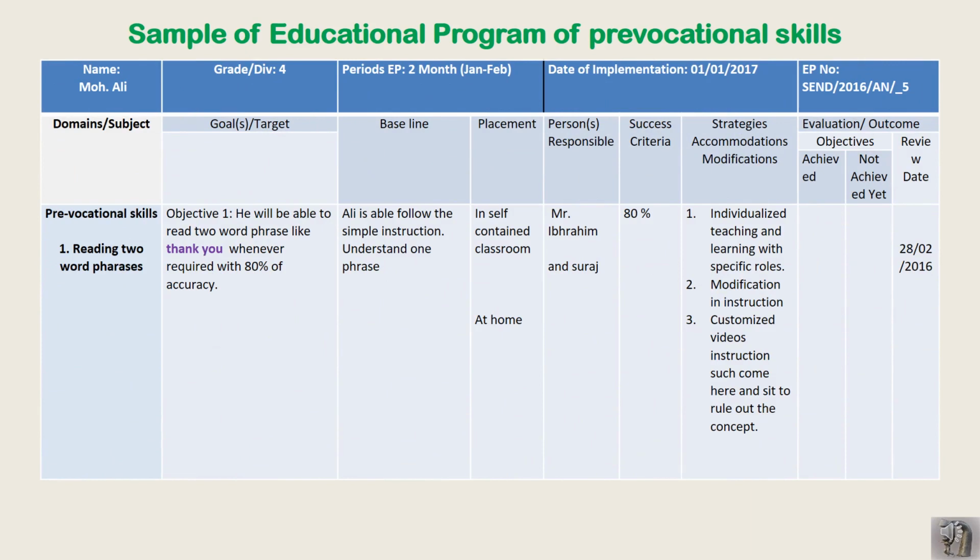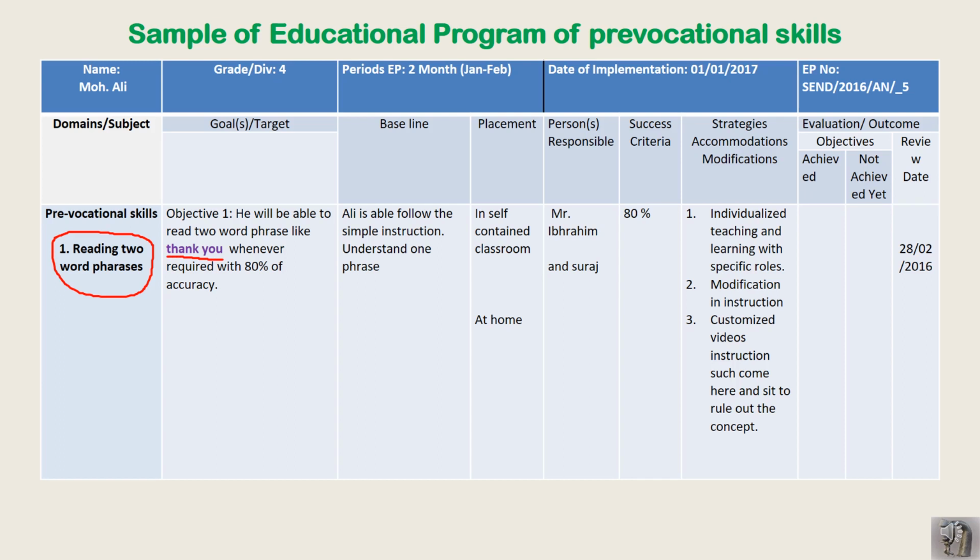We have discussed all 5 domains which are available in the pre-vocational curriculum. But here we are going to take just one pre-vocational skill. It might be from academic, it might be from any other. So you can take from wherever you want. Here, as you can see, I have selected from the academic domain reading 2-word phrases. So I have taken thank you. So thank you is my target.